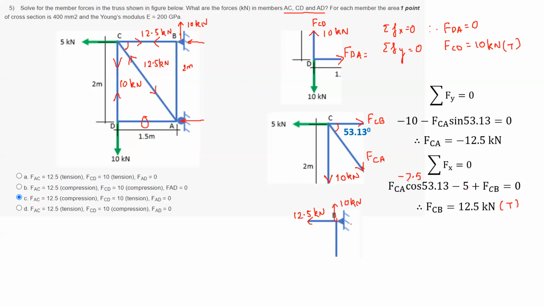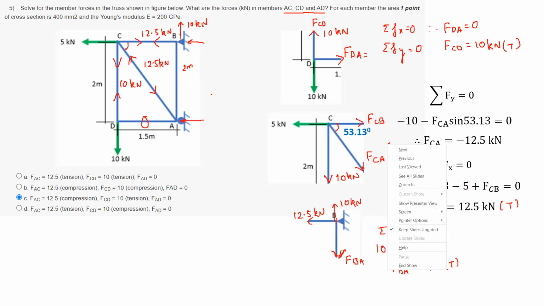And then this is joint B. So we apply Fy = 0, and from this we get 10. This is FBA. Then we have 10 minus FBA equal to 0, and we get FBA as 10 kilonewton, plus. So we have this as tensile. So we have 10 kilonewton tensile.